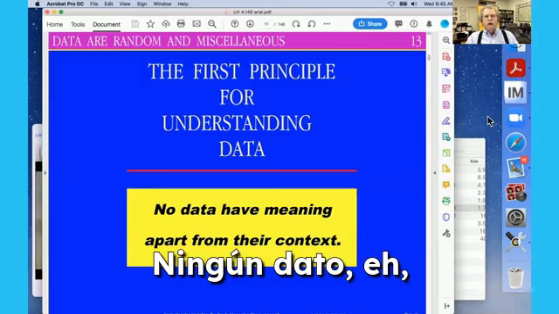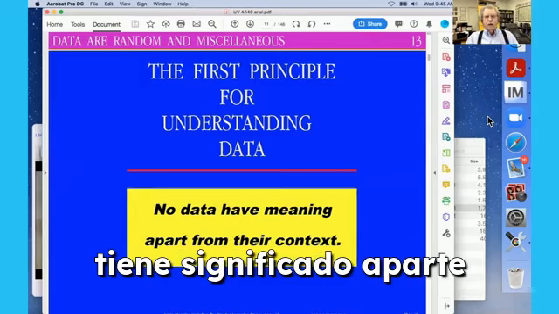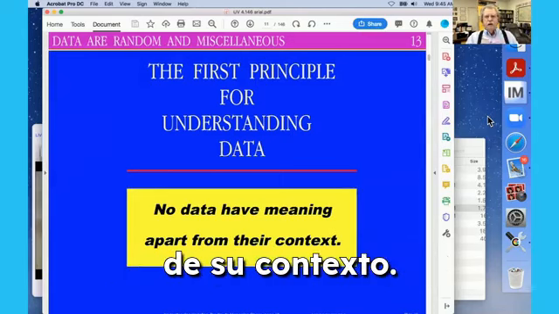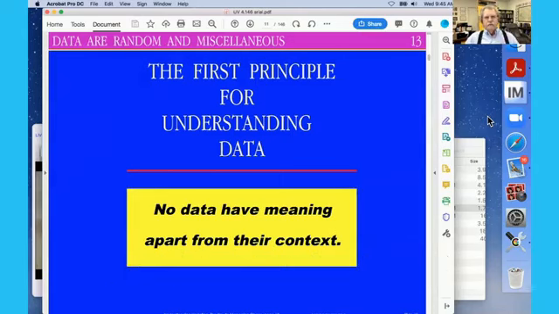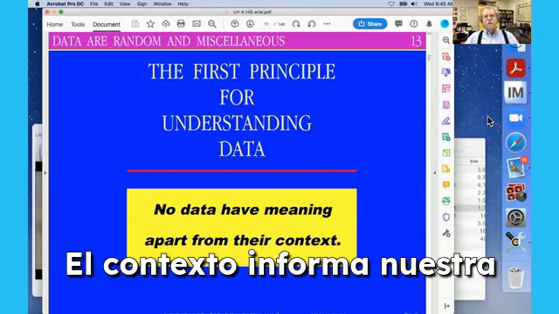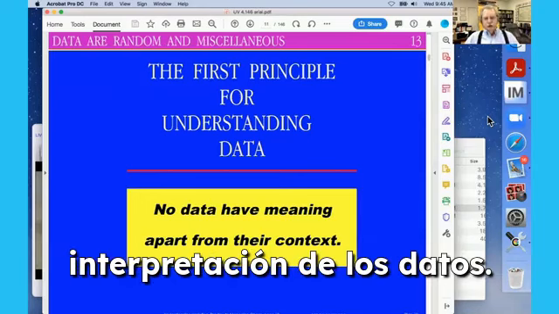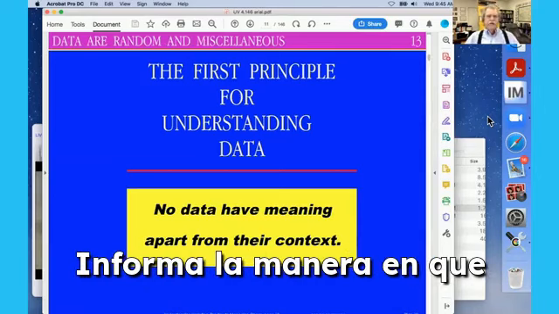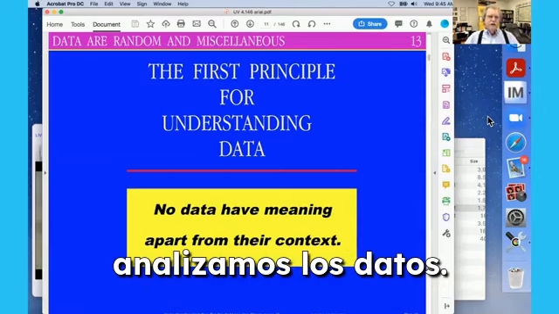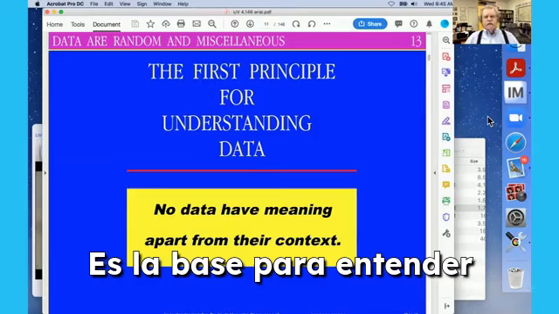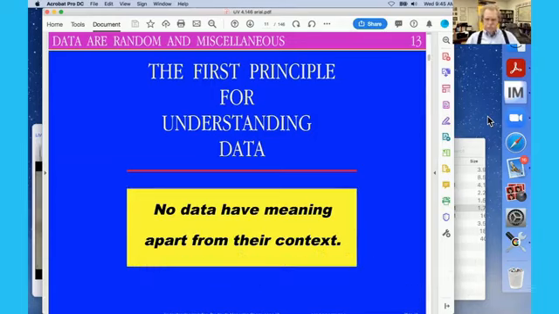No data have meaning apart from their context. Context informs our interpretation of the data. It informs the way we analyze the data. It is the foundation for understanding our data.